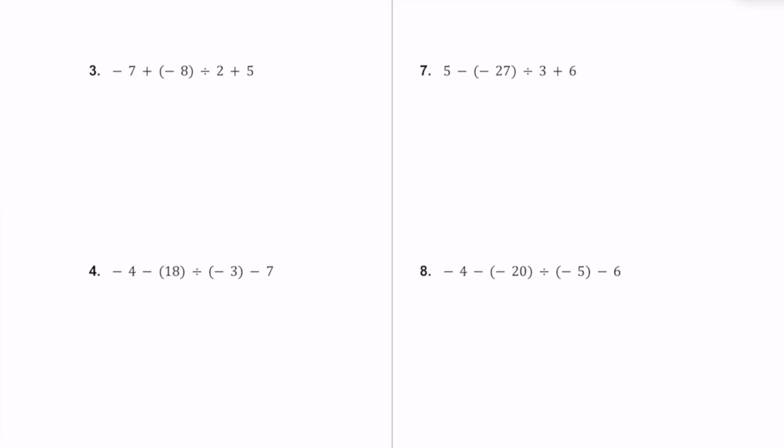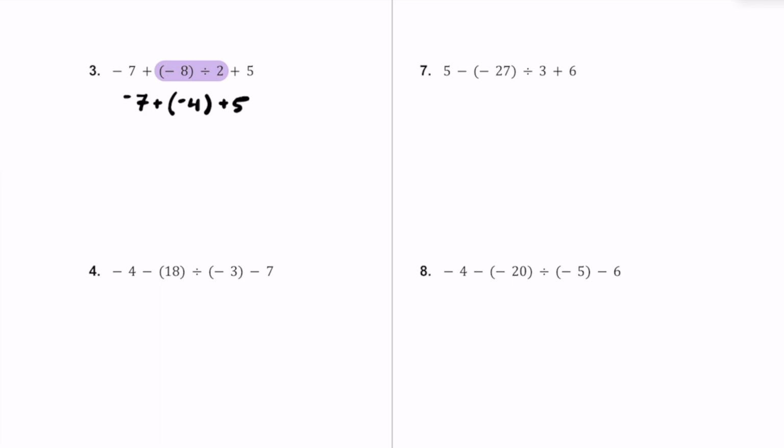All right, and number 3, it looks like we have a few operations here. Division is going to get to go first here. So we have this -7 plus, but then we have this -8 divided by 2. Now -8 divided by 2 is going to be -4. So let's write plus -4 here and then plus 5.